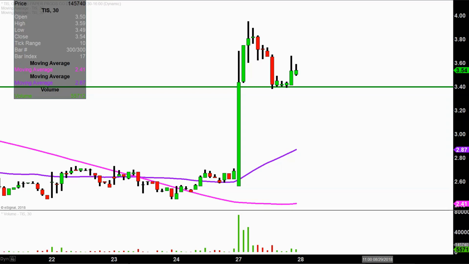With that being said, though, don't misunderstand. If the price does drop below 340, I'm not saying that the entire chart is ruined or anything like that. That would just be the preferable area.